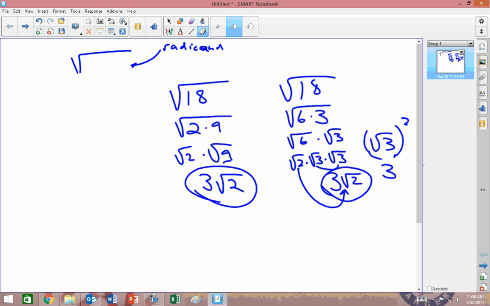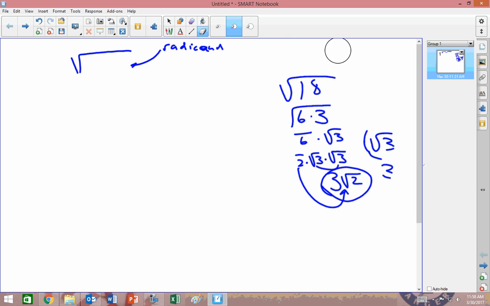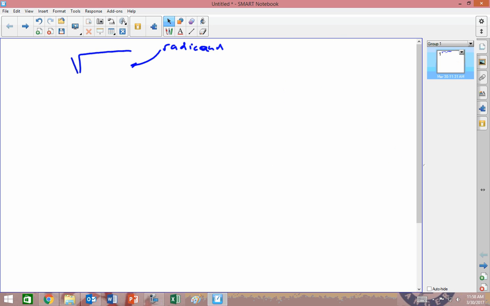But you can pick any set of factors for a number and it should work out. So what's the square root of 125? It's not an even square, so we're going to have to figure out what the factors are. What can I multiply together to get 125? 25 and 5, that's great because it's got a square in it.